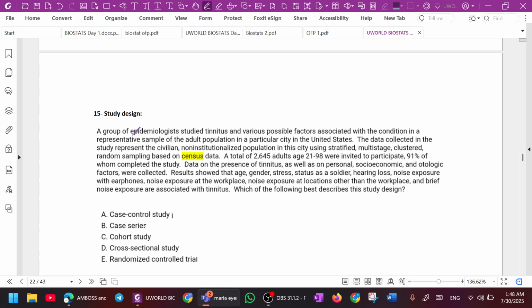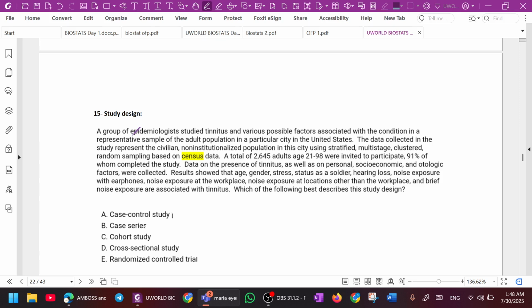A group of epidemiologists studies tinnitus and various possible factors associated with the condition in a representative sample of the adult population in a particular city in the US. The data collected in the study represent the civilian, non-institutionalized population using stratified multi-stage cluster random sampling based on the census data. A total of 2645 adults aged 21 to 98 were invited to participate, 91% of whom completed the study.